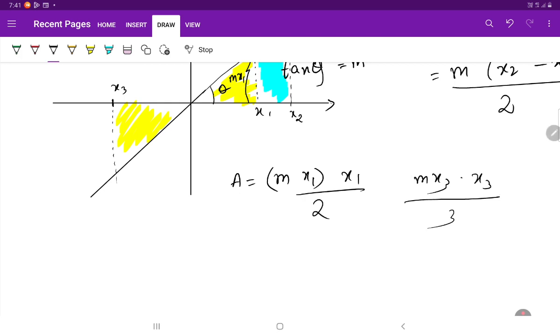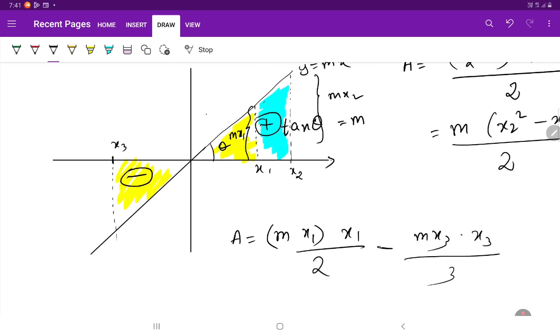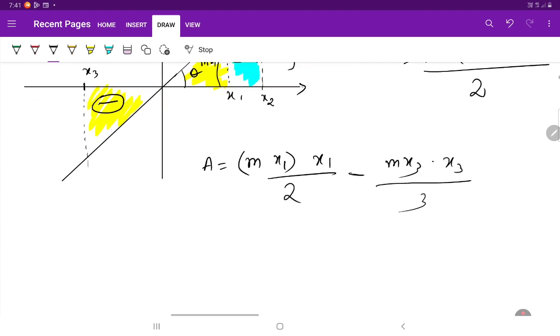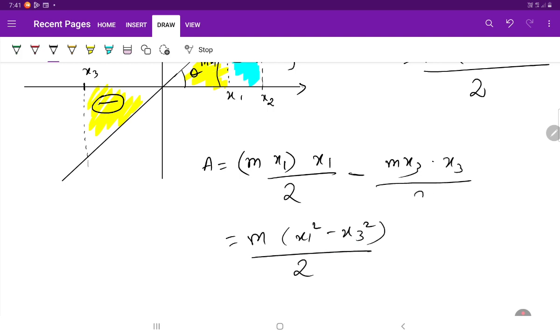We get a minus sign because in integration we try to find the algebraic sum. By algebraic sum we mean that the downward regions are considered negative and the upward regions are considered positive. This is the meaning of the algebraic sum. Hence, if you do the integration, you will get m times (x1 square minus x3 square) by 2. So integration is basically the algebraic summation of the area. Rather than saying it is the summation of the areas, we say it is the algebraic summation.